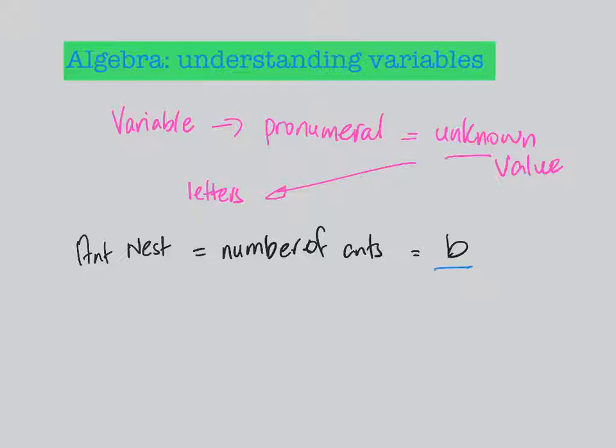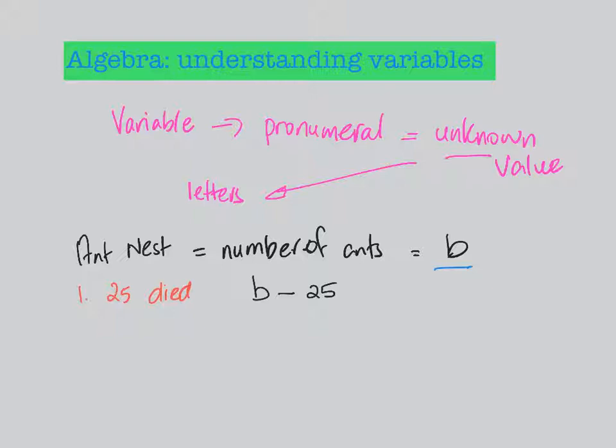Okay, so look at number 1. Let's say, for example, we know that there are a certain number of ants in the nest, but 25 of them died. How would we put that in a mathematical expression? So how we would do this would be B, because that's our nest, take 25. Okay, so that's how we would represent that as a mathematical expression.